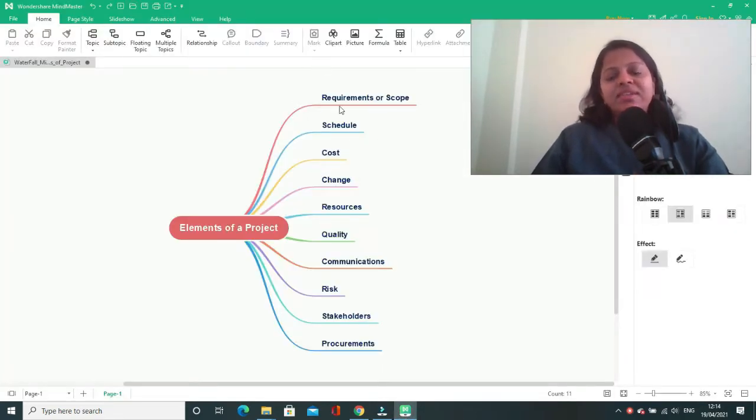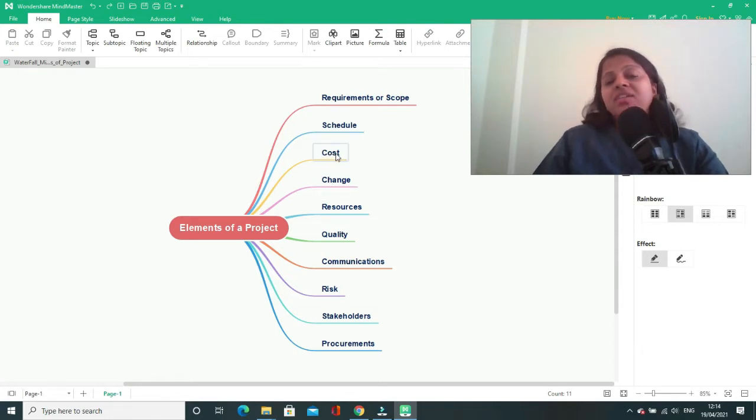Here you can see different elements of a project. The first one is scope, which is derived from the requirements. Scope could be product scope or project scope. Then you have schedule. You need to manage schedule throughout your project life cycle. Initially, you must be estimating the schedule depending on the information that is available, and you might refine your schedule for your project, the duration of your project, as more and more information gets available.